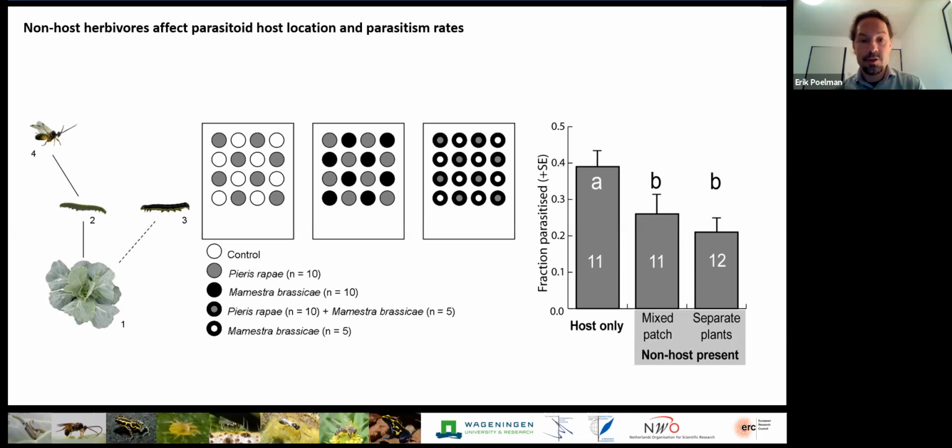And we did that in small tent experiments to show that if you have a simple situation with only the host or control plants, undamaged plants, we measure parasitism rates. Then we compare these parasitism rates to plants that were standing next to non-host damaged plants, or we were mixing non-hosts entirely over the environment. And there we see that in both situations where you have non-hosts in the system, parasitism rates drop. So it means that non-host herbivores also affect how parasitoids actually manage to find their host herbivore.